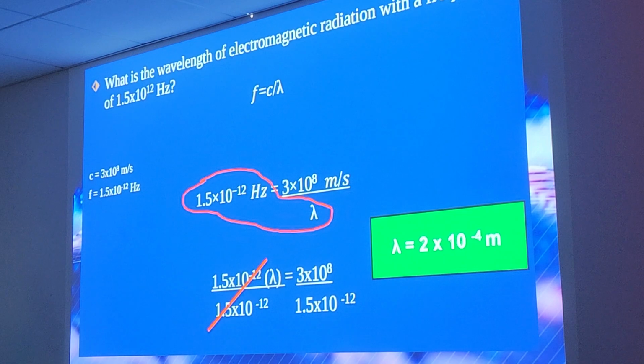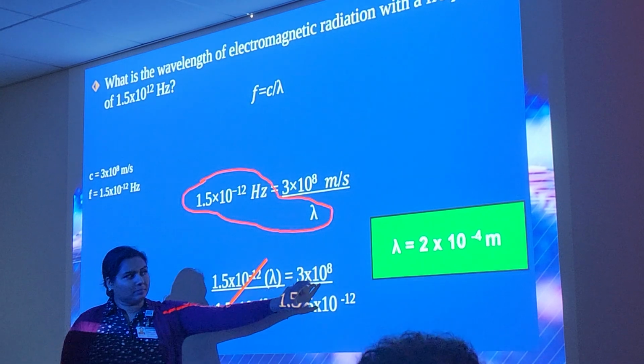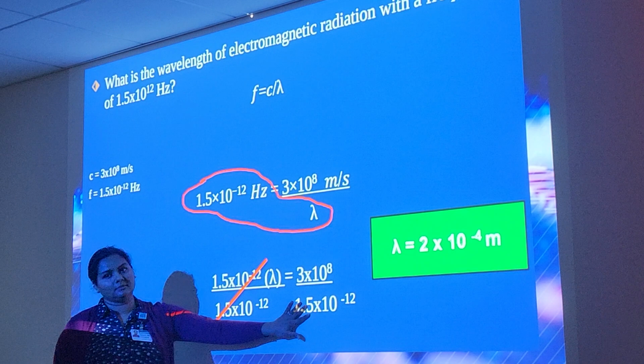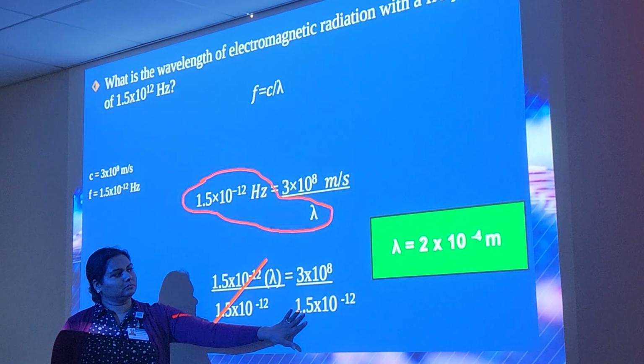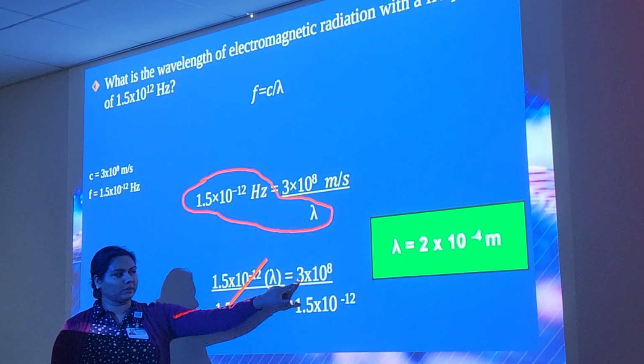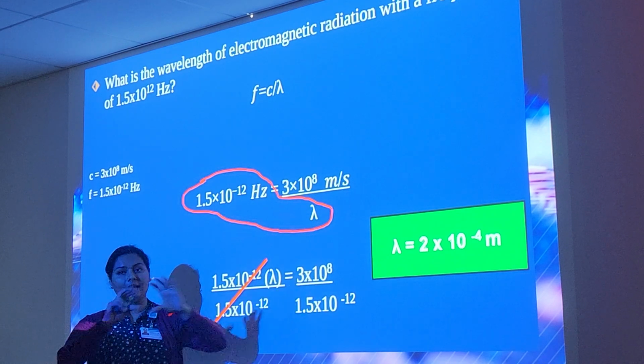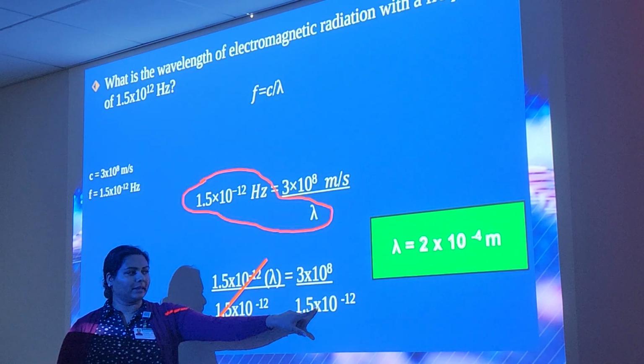Ma'am, I have a question. Yes. How does 3 divided by 1.5 become 2? No. 3 times 10 to the power of 8, this whole thing divided by this whole thing. Yeah, but 3 divided by 1.5 cannot be 2. No, Shaheen, we're not dividing 3 with 1.5. We're dividing 3 times 10 to the power of 8, that whole number, divided by this whole number.